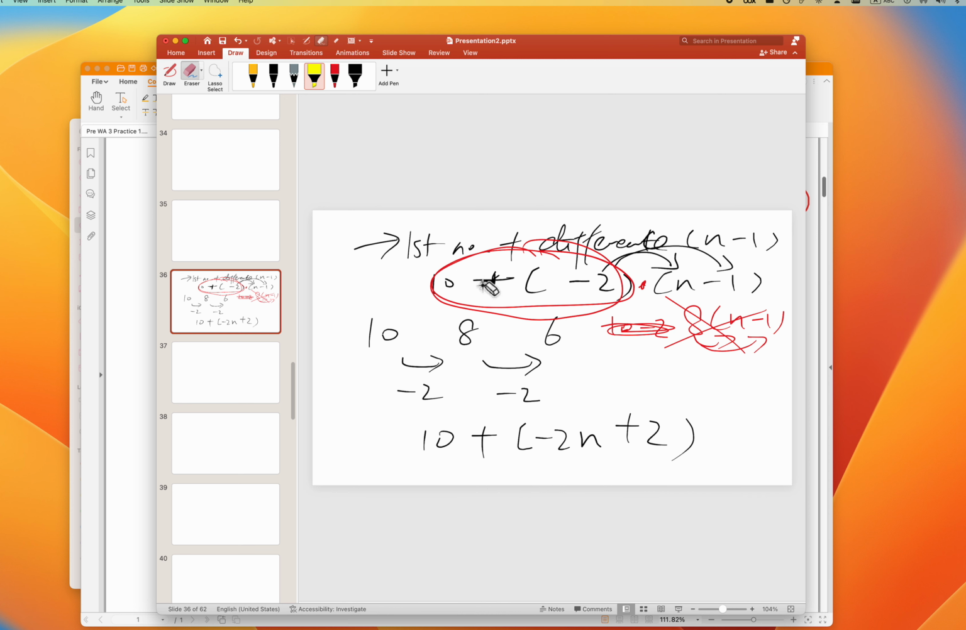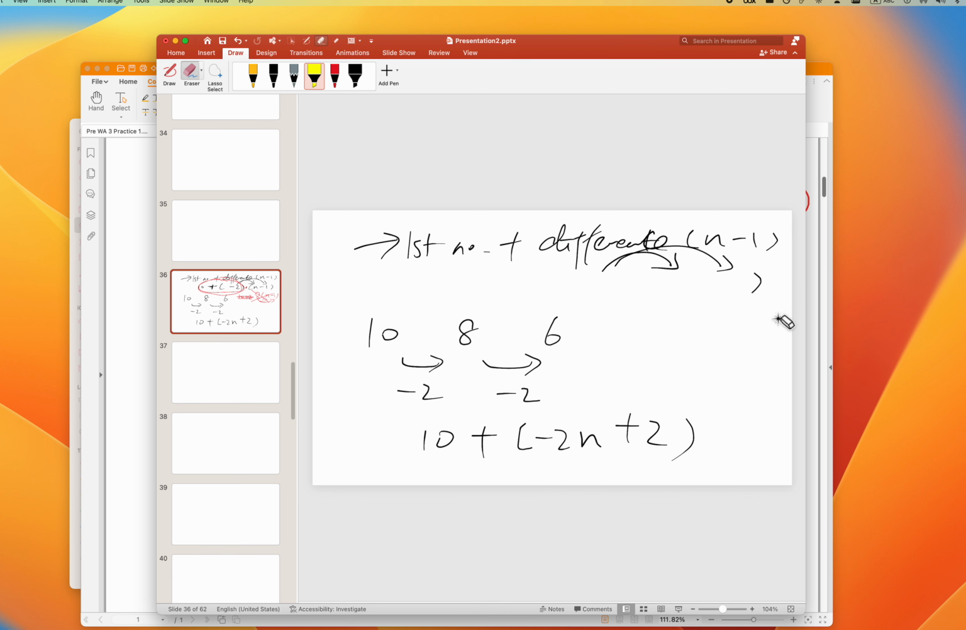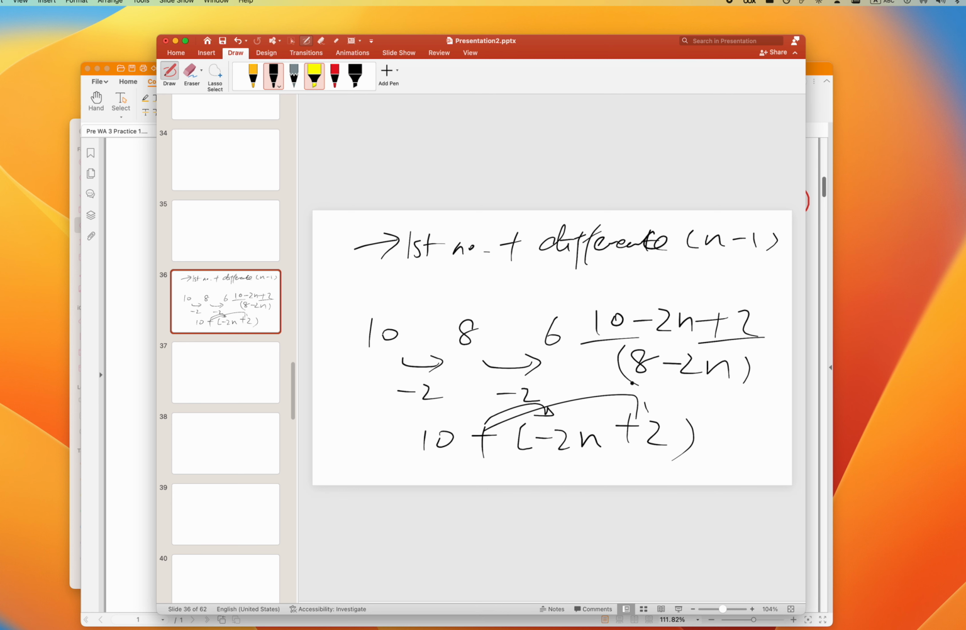Does it make sense? You're supposed to do the times first. Once you simplify this, are you following or not? Yes. So you get 10 minus 2n plus 2. Combined, it's 12 minus 2n. So this is the formula for this sequence. Why 12 minus 2n? Yep, very good. You're paying attention. Thumbs up to you. So you see, it's very easy to make mistakes.